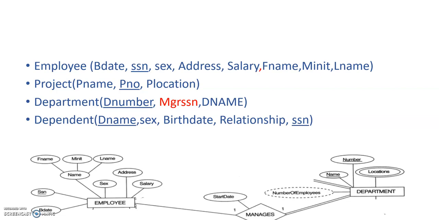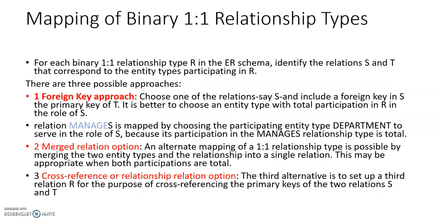There is another approach. Suppose both employee and department having only partial participation. Consider the case having only partial participation. Then we can make cross-reference approach. So we can put the primary key of department in employees table, as well as we can make primary key of employee in department table also.